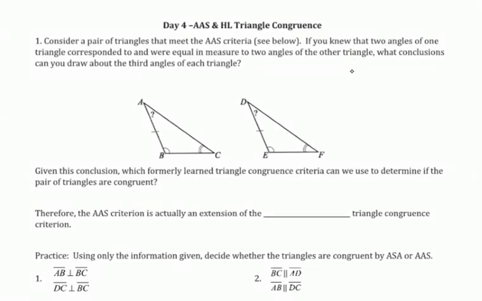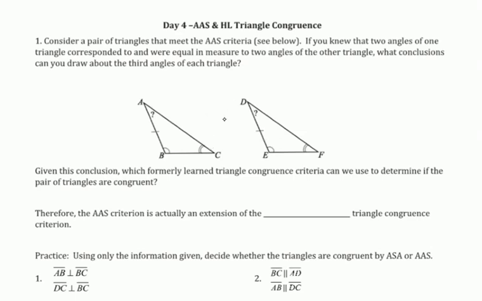Today we'll be taking a look at our final two ways to prove triangles are congruent, and those are angle, angle, side, and what's called hypotenuse, leg. So if you take a look at this first example, notice the two diagrams. We're given two pairs of angles: two angles in the first triangle are congruent to their corresponding two angles in the second triangle, and we have one pair of congruent sides.